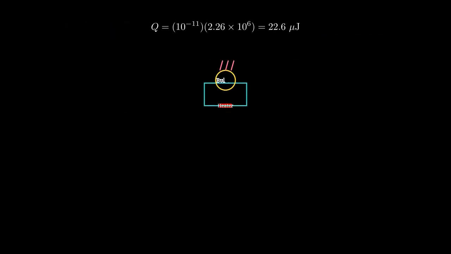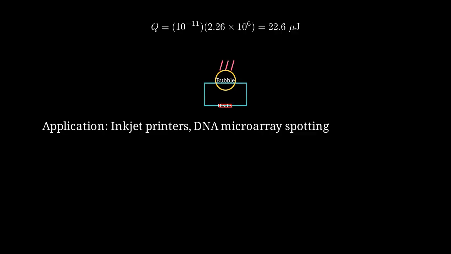A resistive heater creates a vapor bubble that explosively ejects a droplet, replacing complex mechanical pumps. This principle enables inkjet printers and DNA microarray spotting systems with no moving mechanical parts.